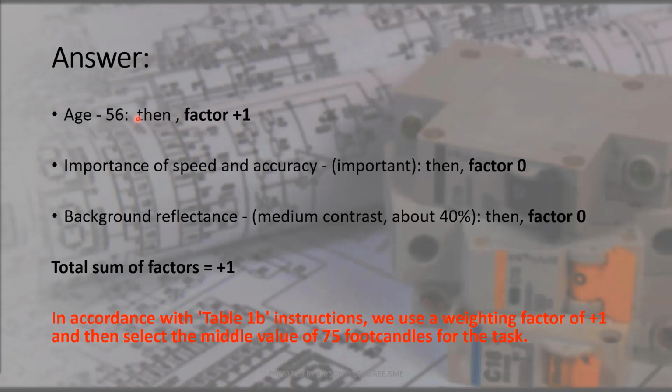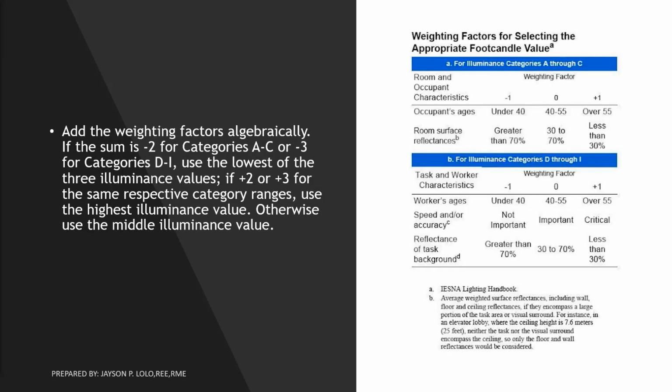Sir, where did that come from? Let's go back again to the table. As you can see, 56, and it is under category E. So we are using table B, categories D through I. So 56 it is, so positive 1.